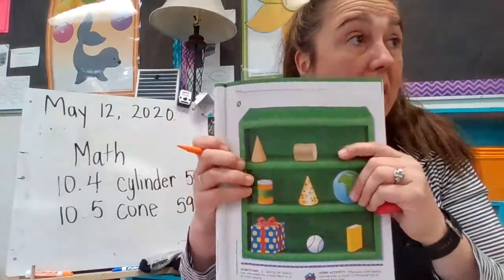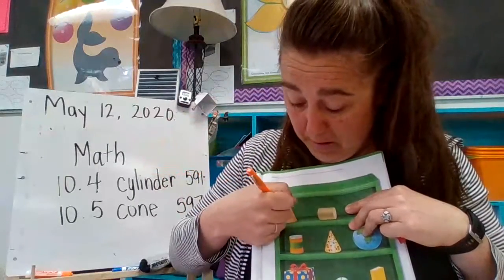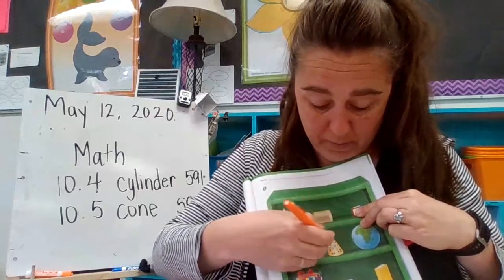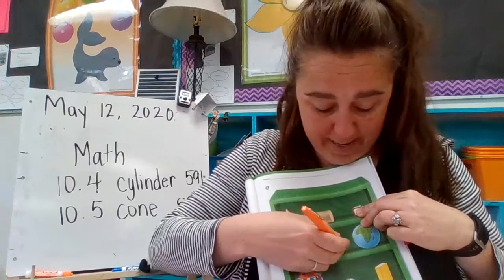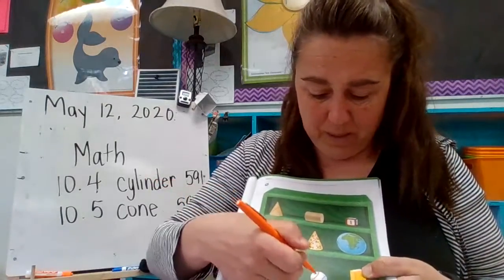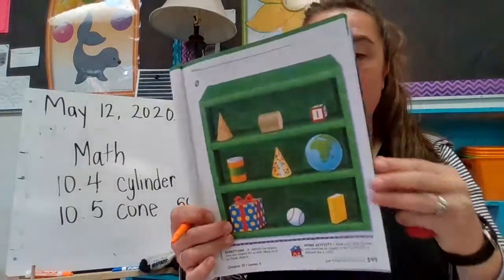All right, your job now, let's go through and let's cross off the cones. Yep, I agree. Which one is the cone? The party hat? I agree. Are there any cones on this one? Oh, they were tricky. There's no cones on the bottom.